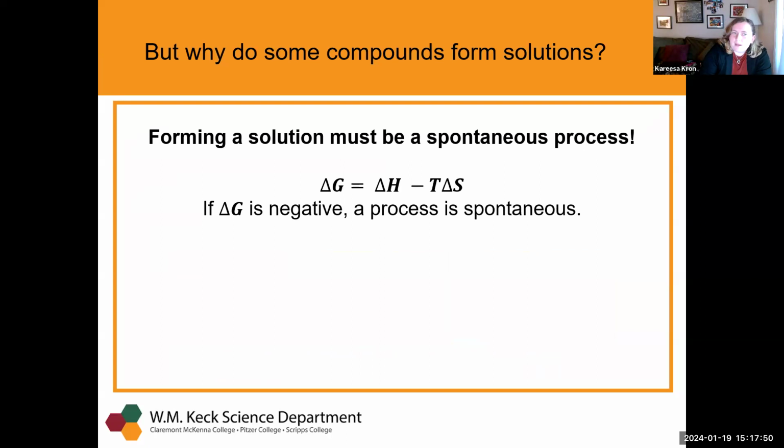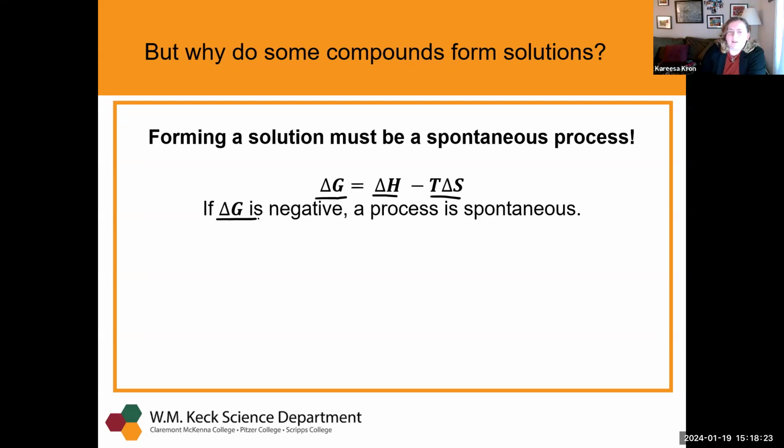And so one of the major rules is that forming a solution must be a spontaneous process. And in order to describe something as spontaneous, its Gibbs free energy, or its delta G, has to be negative. We're going to talk about thermodynamics more as we move forward, but I found it useful to include it here because it helps me to explain how both the enthalpy, or the energy that the system has, and the entropy changes that the system experiences can help us predict whether or not something will form a solution.